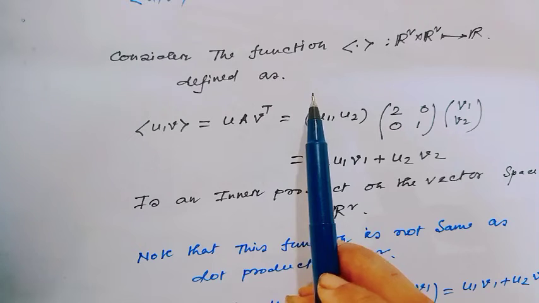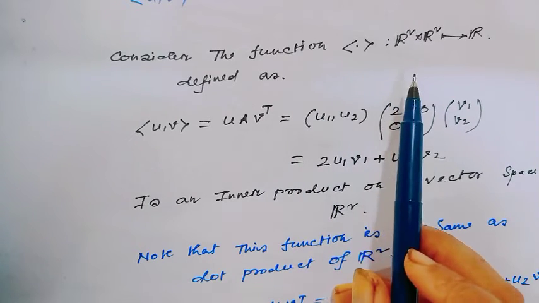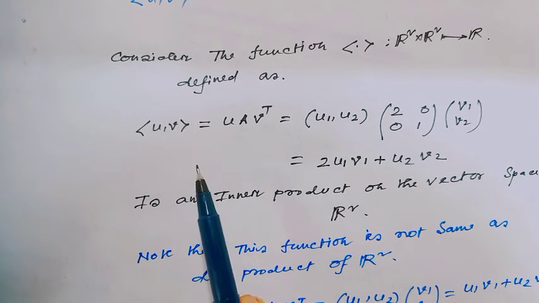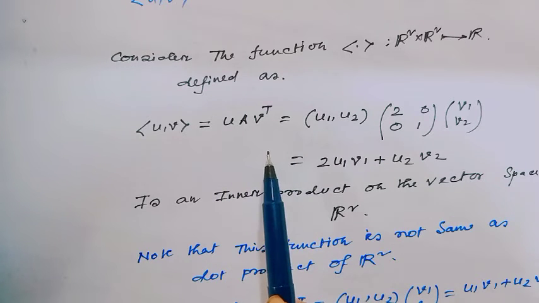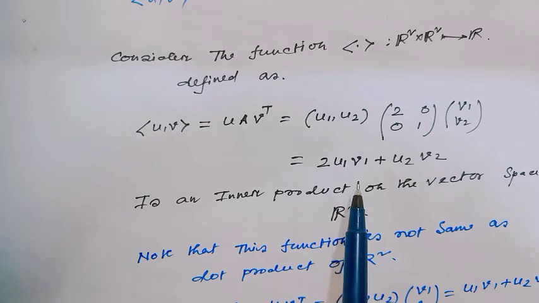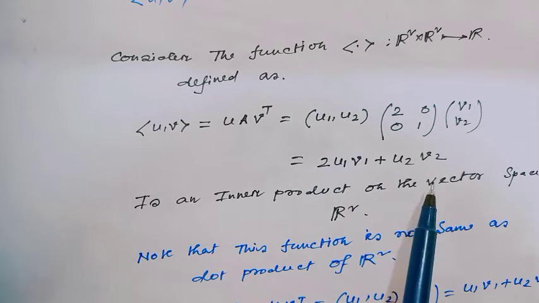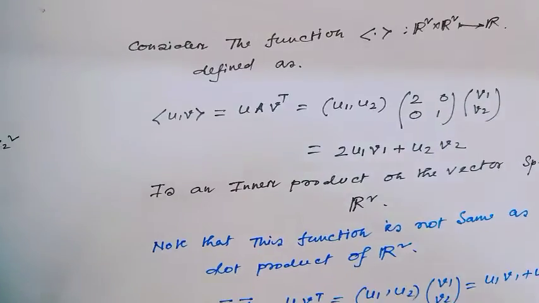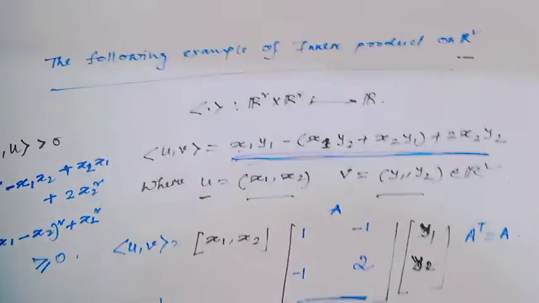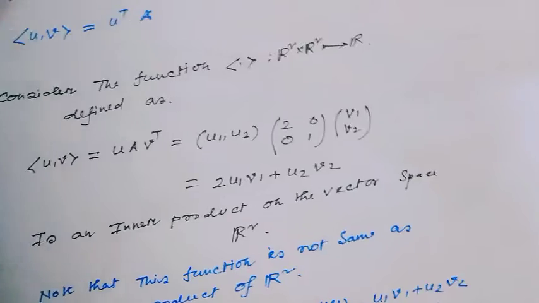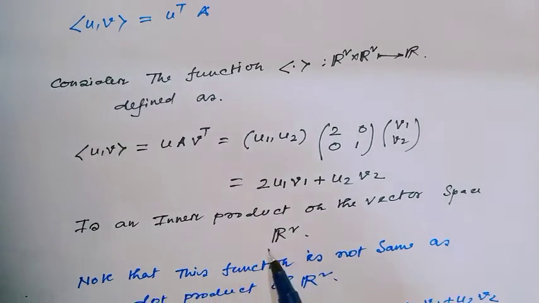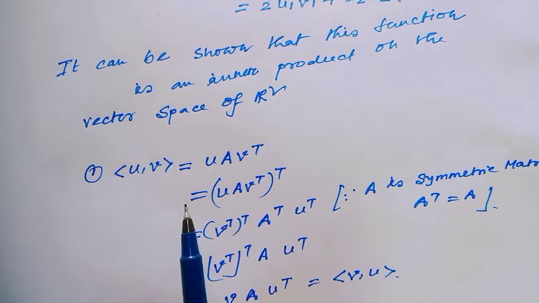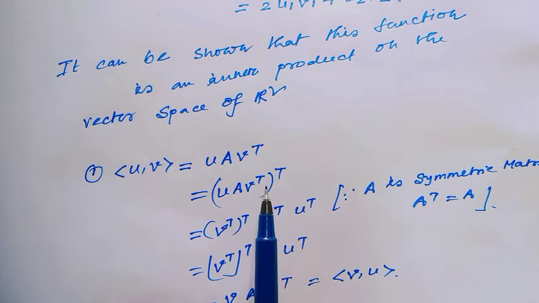Similar to before, if you consider inner product from R2 cross R2 to R such that inner product U comma V equal to UAV transpose, which is defined as 2U1V1 plus U2V2, this is similar to before. This will always be an example of inner product of R2. Just check quickly. Inner product U with V, which is actually UAV transpose.